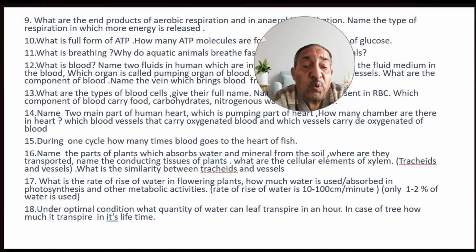Next, what is the rate of rise of water in flowering plants? How much water is used or absorbed in the photosynthesis and other metabolic activities? That is, the rate of rise of water is 10 to 100 centimeter per minute. ये मैंने आंसर दे दिया है. Only 1 to 2% of the water is absorbed in the process of photosynthesis. ये इसके आंसर है, ध्यान रखिएगा.